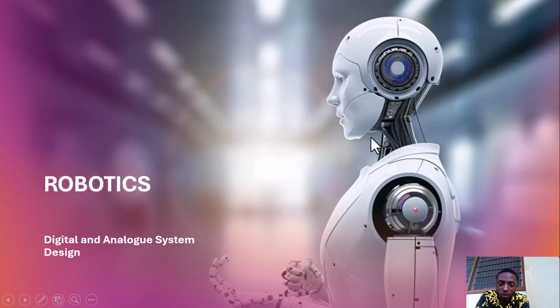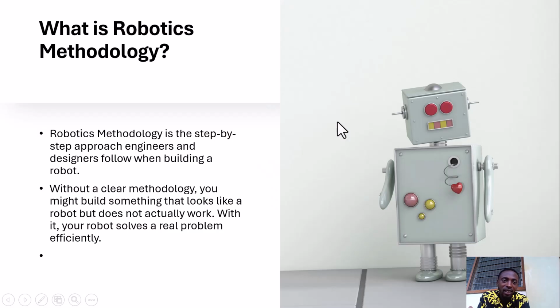Let's quickly move on to what is the robotics methodology. We are going to look at the methodologies of robotics. One, robotics methodology is a step-by-step approach engineers and designers follow when building a robot. So let's say you are going to design a robot. You need a methodology. You need to do a background checkup before you are able to set up a robot. And before that, you need to look at the step-by-step approach or method that you use to design a robot. That's what we talk about as methodology.